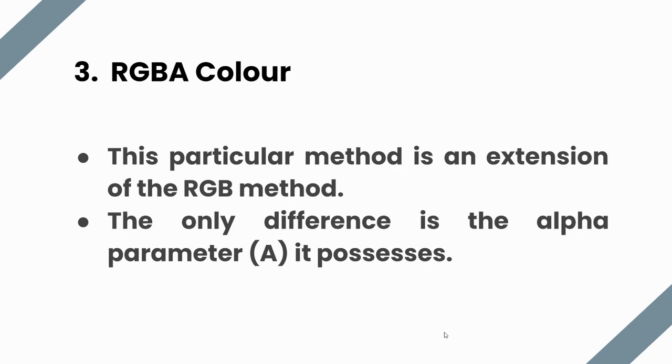So next we have the rgba color. This particular method is an extension of the rgb method. The rgba color is quite similar to the previous color we saw, which is the rgb color. The only difference is that this method has an alpha parameter added to the rgb, which makes it rgba, with the A meaning alpha.